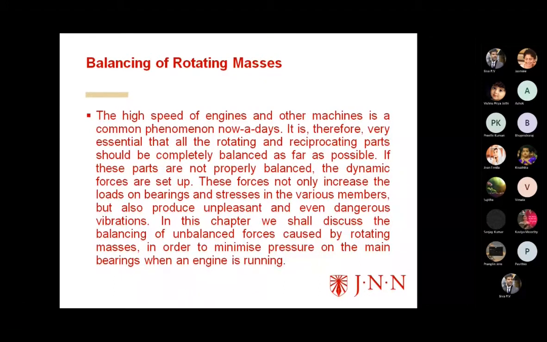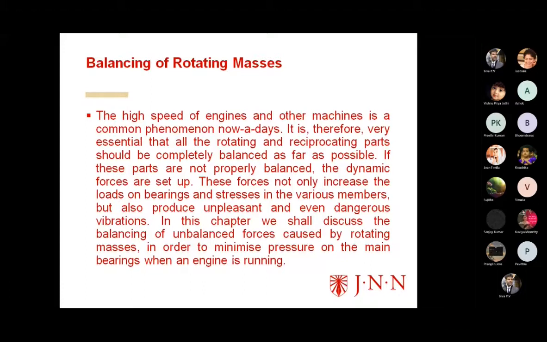But these forces not only increase the load on bearings and stresses in the various members. Right, on the load given, on the other side maybe stress can occur, or deflection can occur, whatever it is. But they also produce unpleasant and even dangerous vibrations.